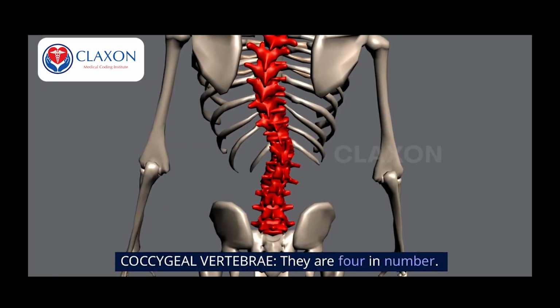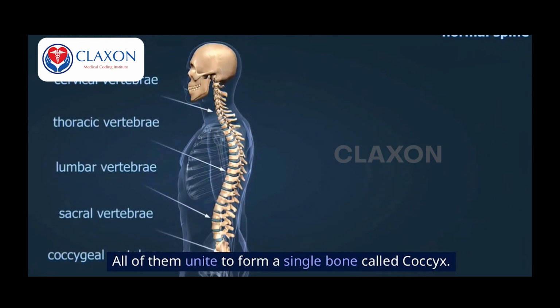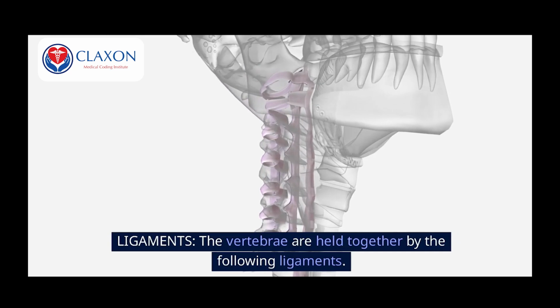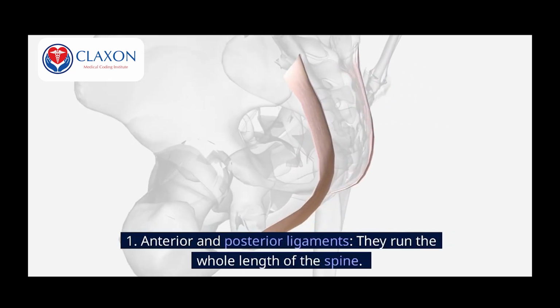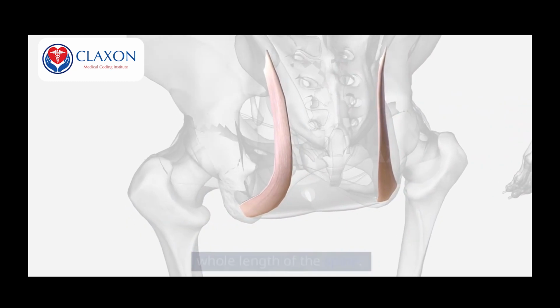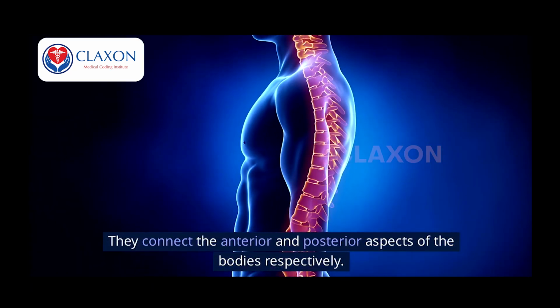Coccygeal vertebrae, they are 4 in number. All of them unite to form a single bone called the coccyx. Ligaments: the vertebrae are held together by the following ligaments. 1. Anterior and posterior ligaments, they run the whole length of the spine. They connect the anterior and posterior aspects of the bodies respectively.